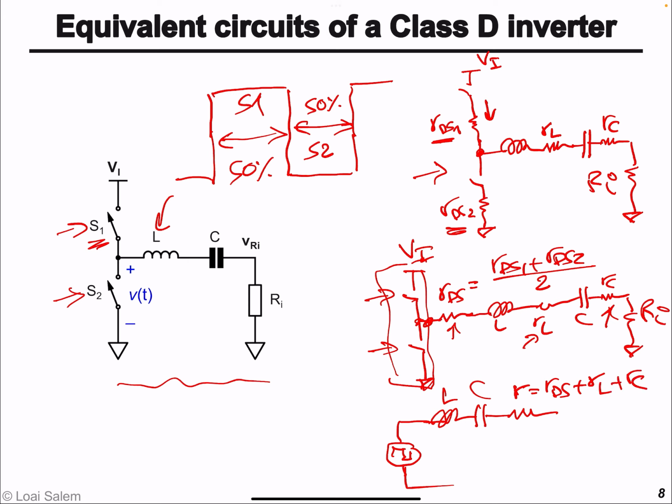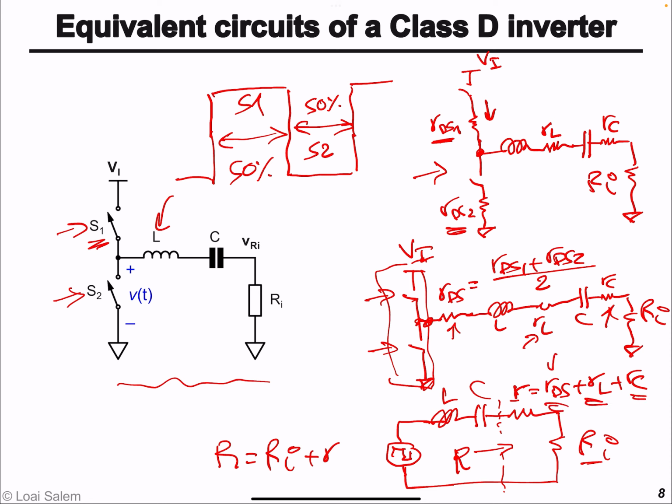And then we have the AC load Ri. Also, for analysis purposes, we can add small r with Ri, and we call it capital R. So capital R is equal to Ri plus small r, where small r is RDS plus RL plus RC. And RDS is the average of RDS1 plus RDS2.